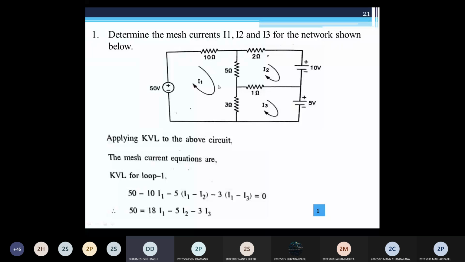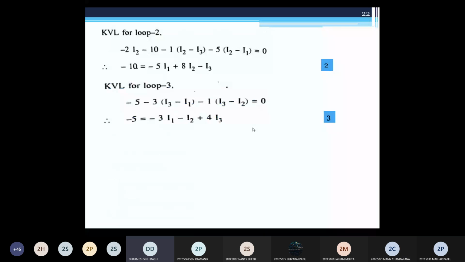So first identify the number of mesh, then assign the sign and direction of mesh currents I1, I2, I3, then find out this equation for all the mesh and solve using the matrix. Okay, this is a very simple method. Otherwise it becomes complicated. So I think all of you get these three equations.